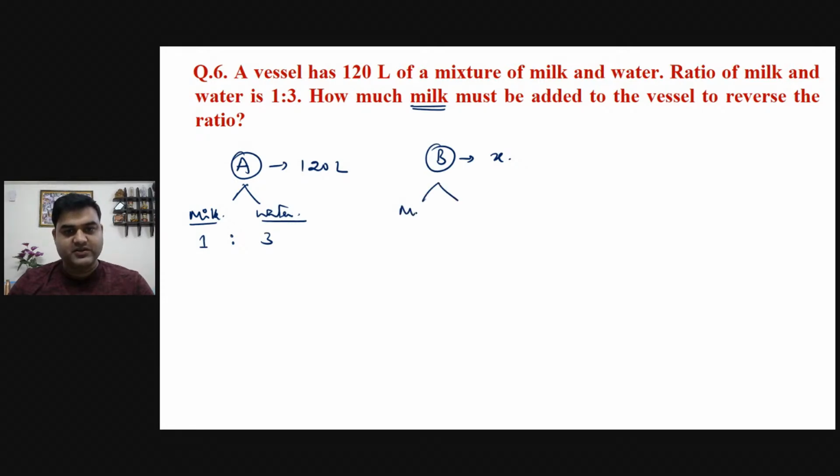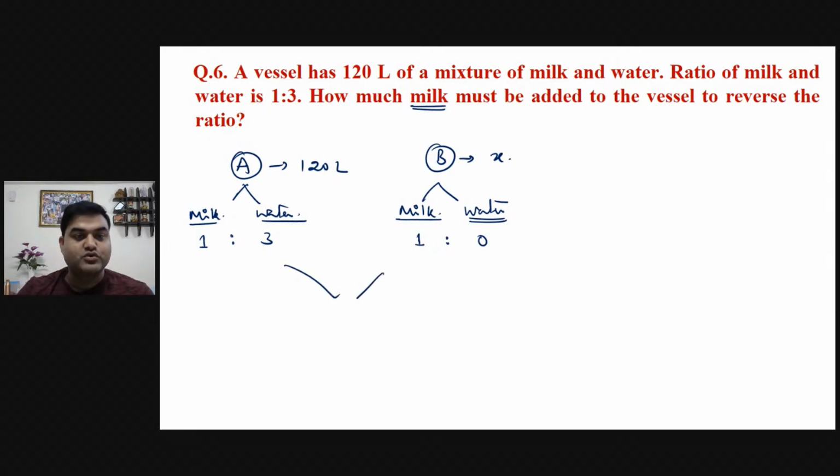That means if only milk is added, the water will be 0, correct? So it is 100% milk. The ratio will be 1 is to 0. It is full concentration, milk only, 100%. Added to the vessel to reverse the ratio. What do they want? Reverse the ratio.